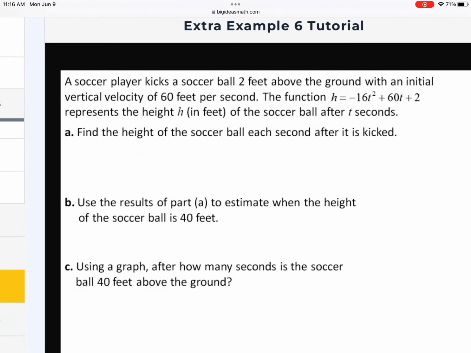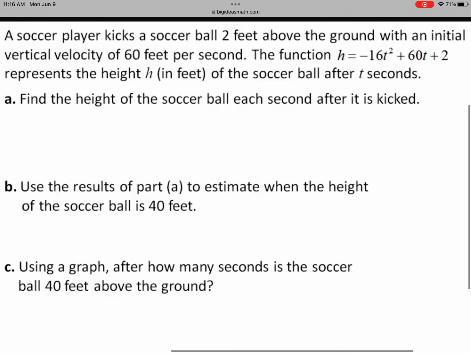A soccer player kicks a soccer ball 2 feet above the ground with an initial vertical velocity of 60 feet per second. The function h equals -16t squared plus 60t plus 2 represents the height h in feet of the soccer ball after t seconds. Part A. Find the height of the soccer ball each second after it is kicked.